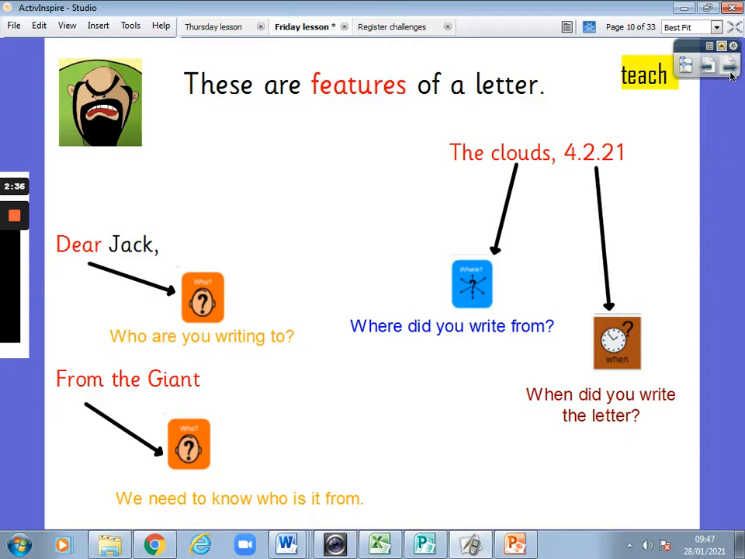So the features of a letter, we have the where did you write from? When did you write the letter? Dear, who are you writing to? And from, we need to know who is it from.